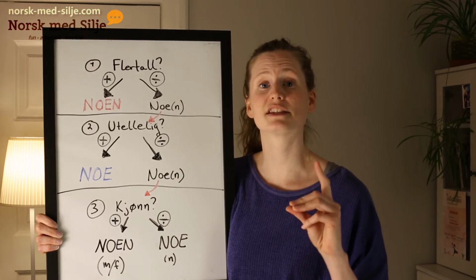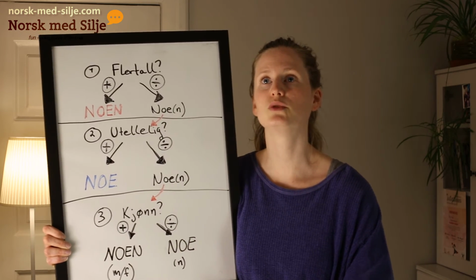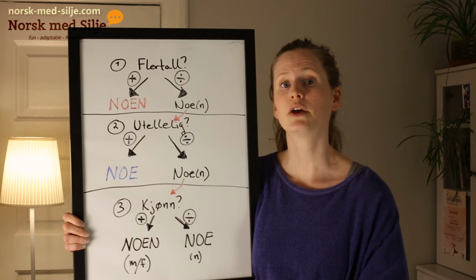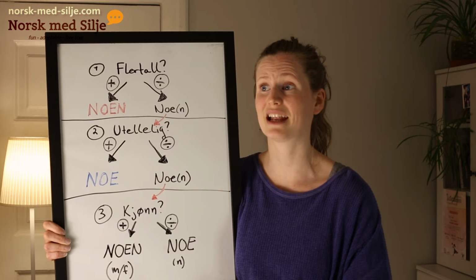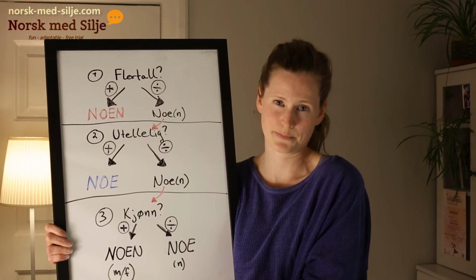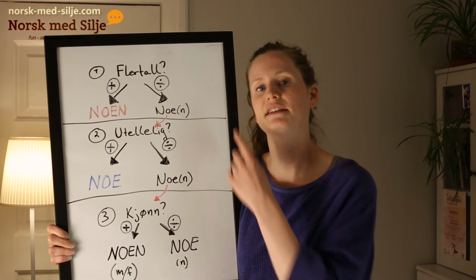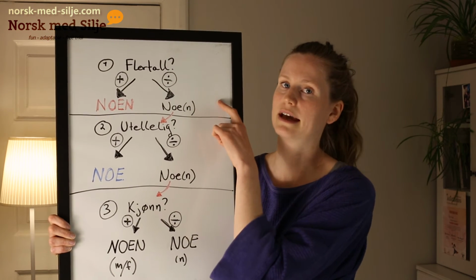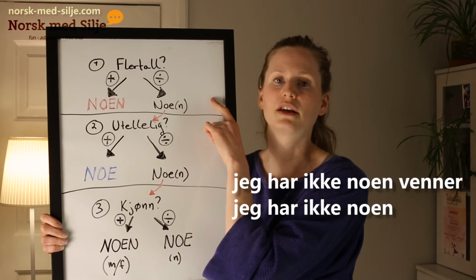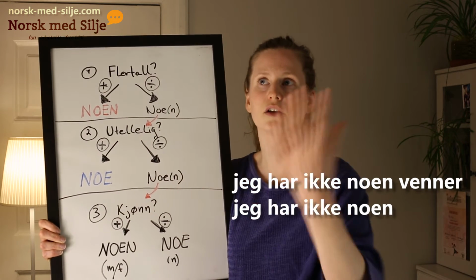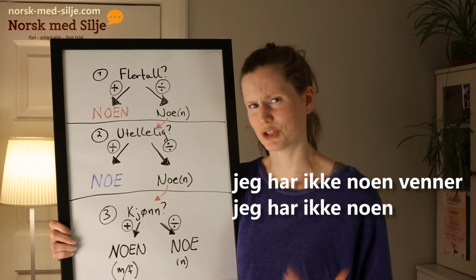Okay? Next meaning noe and noen can have is when you use it by itself without having any referent, which means that I cannot add any word after it. Because I could, in the context, instead of saying jeg har ikke noen venner, I don't have any friends, I could just say jeg har ikke noen, and then in the context you might understand that I'm referring to friends, because that's what we're talking about.